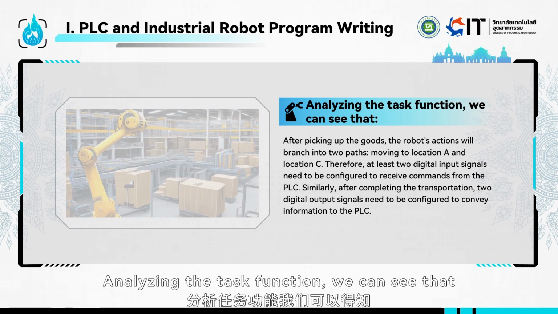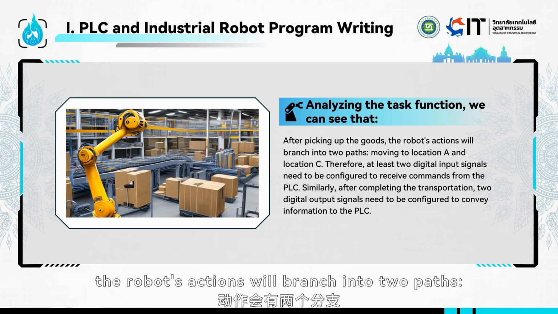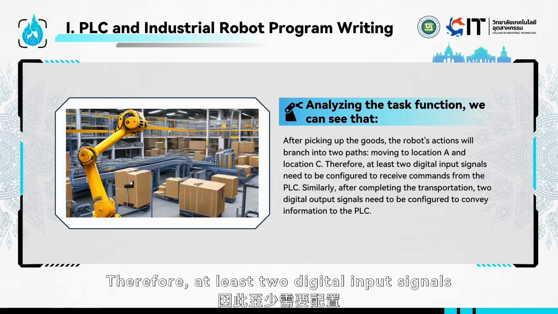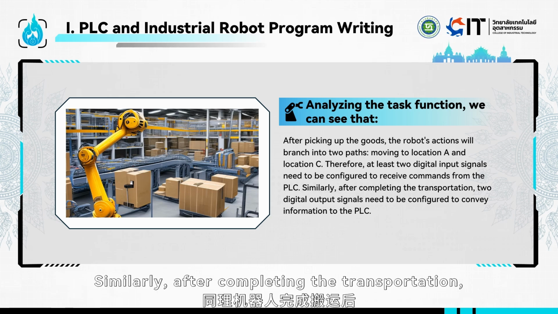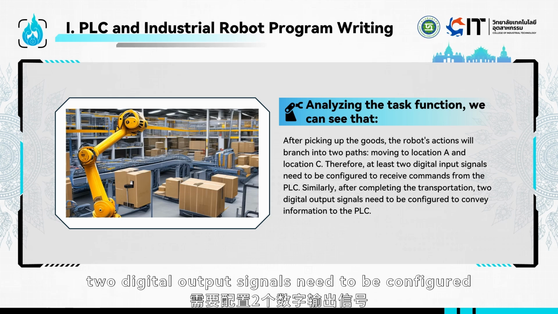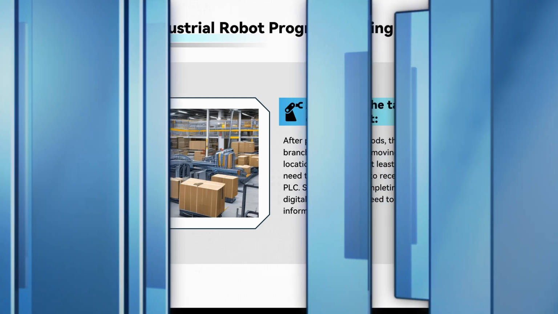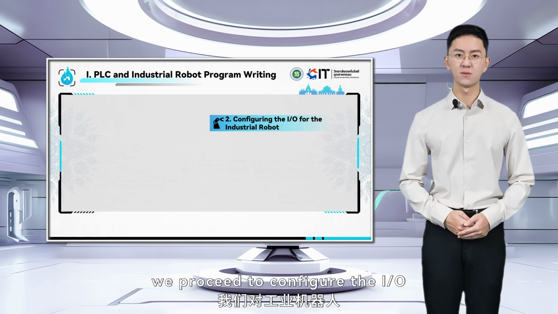Analyzing the task function, we can see that after picking up the goods, the robot's actions will branch into two paths, moving to location A and location C. Therefore, at least two digital input signals need to be configured to receive commands from the PLC. Similarly, after completing the transportation, two digital output signals need to be configured to convey information to the PLC. After clarifying the number of signals needed, we proceed to configure the I/O for the industrial robot.